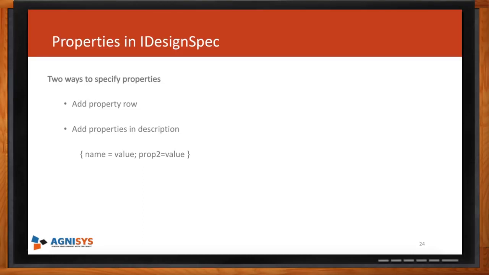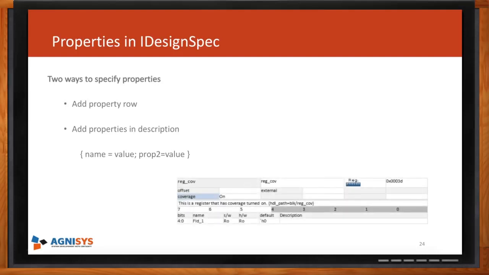Okay. Or you can use curly brackets to include a name equal to value. In Excel also, you can have either a column for property, or again, you can use a curly bracket with name equal to value. We've also extended System RDL with UDPs to add additional properties. And for IP-XACT, we have created vendor extensions to include additional properties. Cool. Okay. So we've covered the basic features of IDesignSpec.